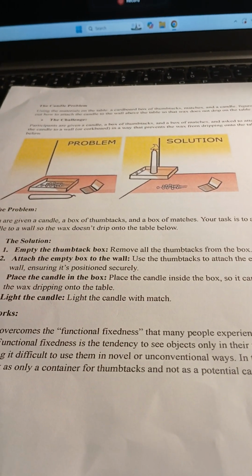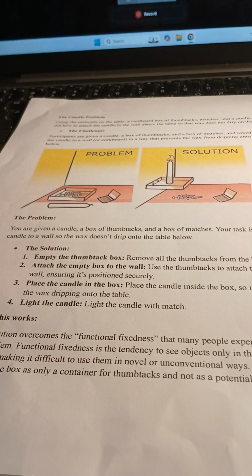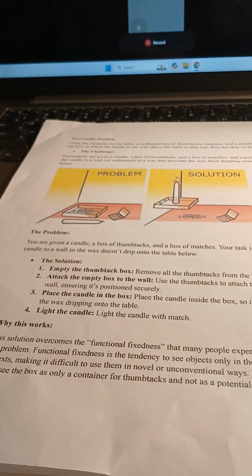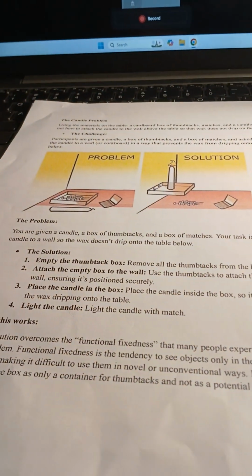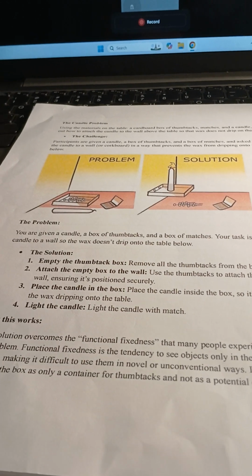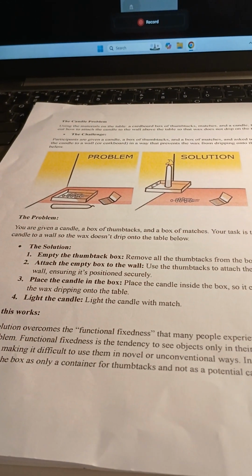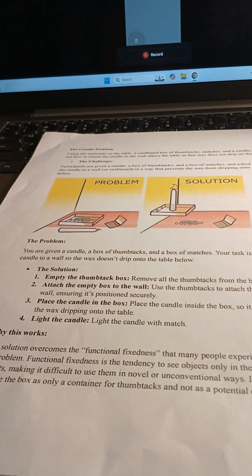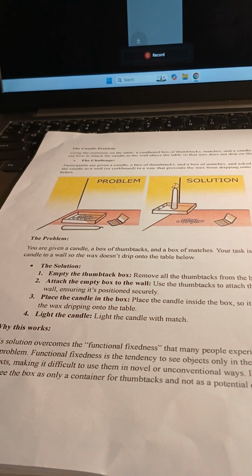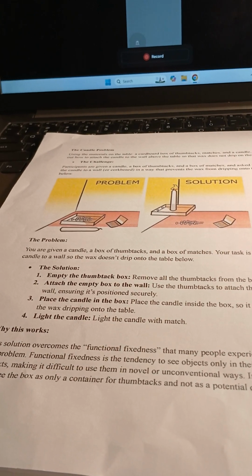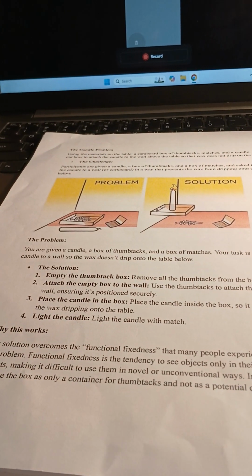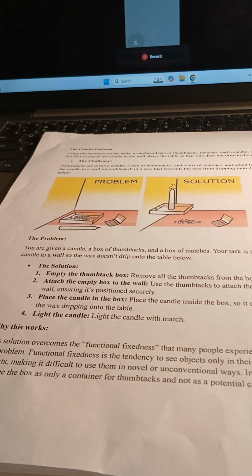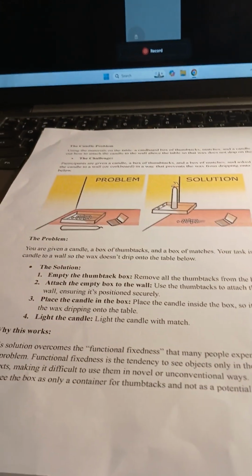My solution was to remove all the thumbtacks from the box. Then I attached that box to the wall using the thumbtacks to ensure that the box was securely placed on the wall. Then I put the candle in the box, so that the wax would not drop onto the table. I lit the candle with the match, and the droppings did not come. The droppings stayed in the box and did not fall onto the table.